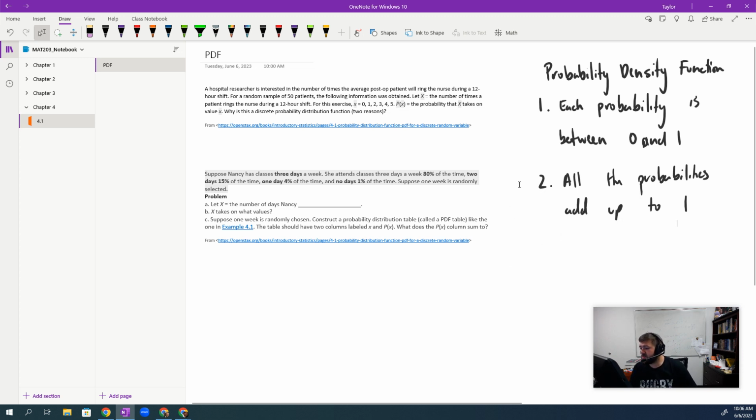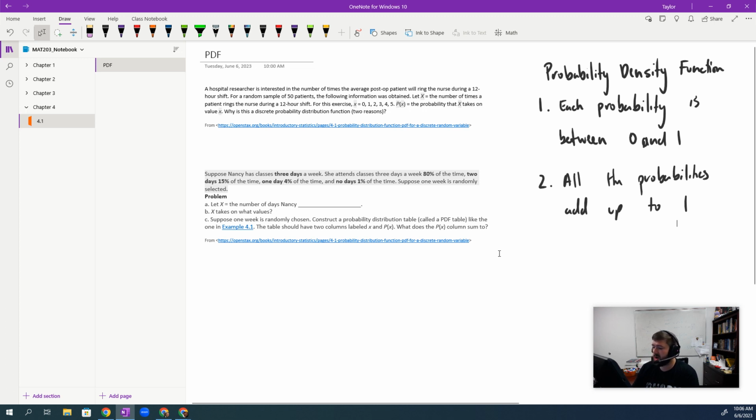P of x is the probability that X takes on the value x. And notice we have capital X versus little x, right? So capital X is not a great choice of variables from the textbook, but that's okay. Capital X is that variable name, right? And the x values take on these little values here, and P of x is the probability.